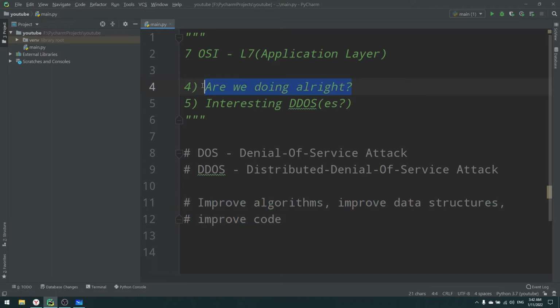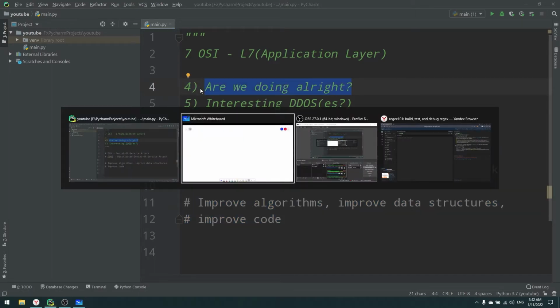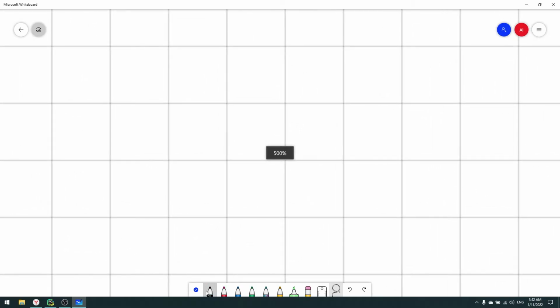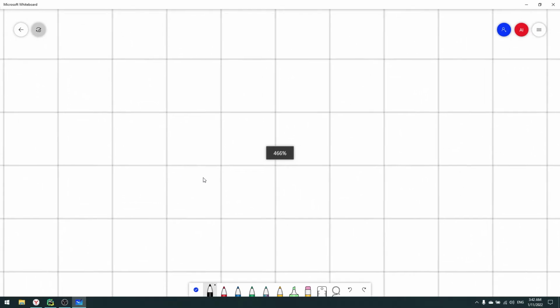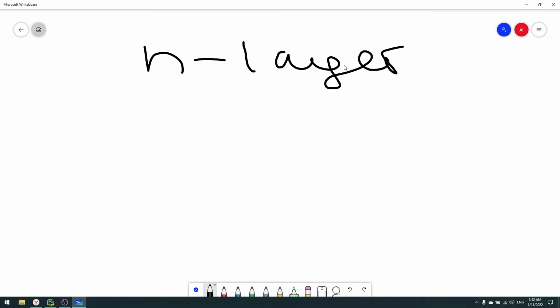Are we doing all right? If you're asking that question, that means are we doing all right with our application? What I'm trying to say is that whenever we want to defend against DDoS, I'll add to the previous point, we are not going to just work with one application, because nothing is one layered in our modern world. We always have n-layer applications. That means our application consists of multiple layers.